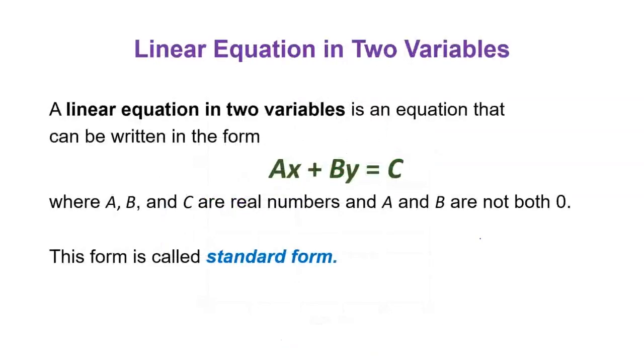Let's talk about the linear equation in two variables. It's a standard form. A linear equation in two variables is ax plus by equals c. It can be in this form or it cannot be, but you have to make sure that a and b cannot both be 0. The reason why is that if they are 0, the variable is gone. If there's no variable, there will not be an equation. So we prefer this form, ax plus by equals c.